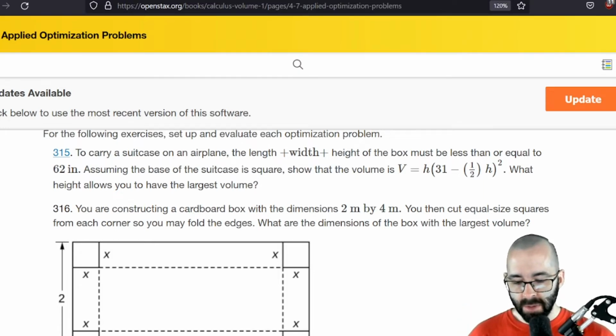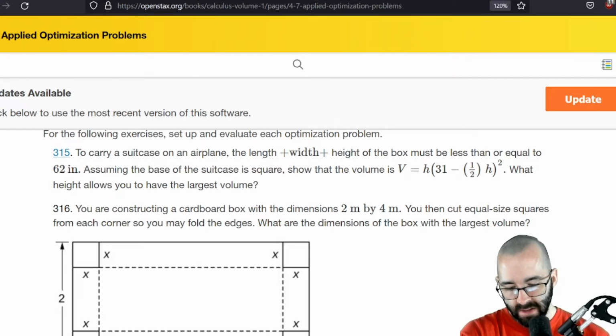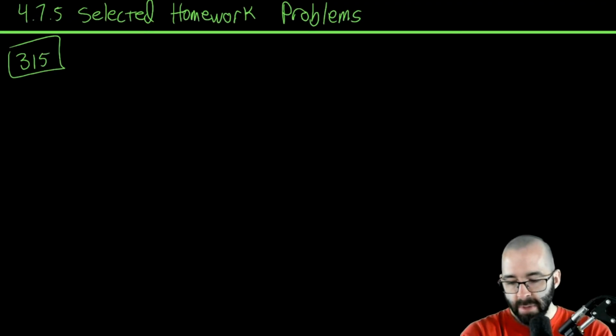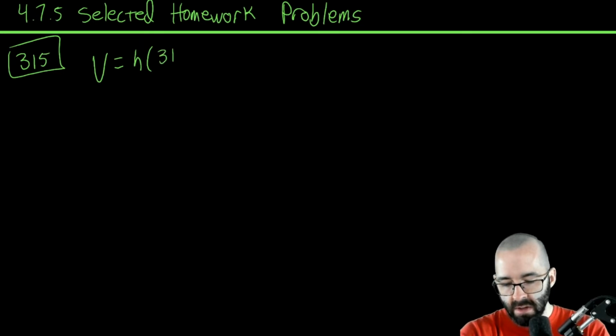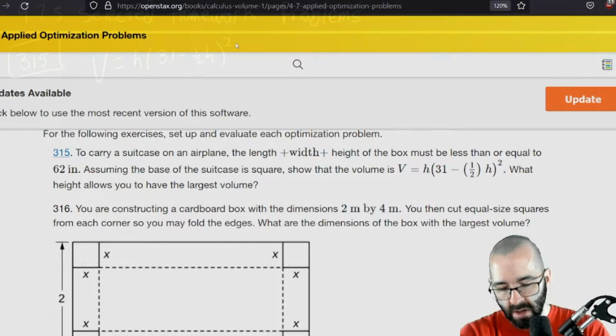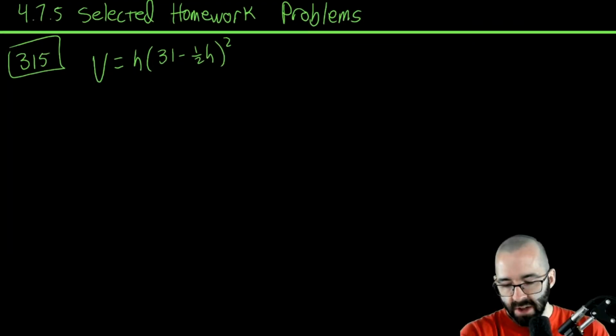To carry a suitcase on an airplane, the length and the width and the height together must be less than or equal to 62 inches. Assuming the base of the suitcase is square, all right, so it gives us the volume equation already. The volume equation is h times (31 minus 1/2 h) squared, like so. What height allows you to have the largest volume? You want to maximize this.